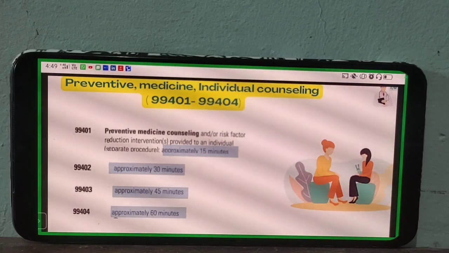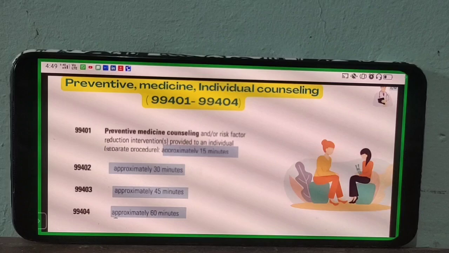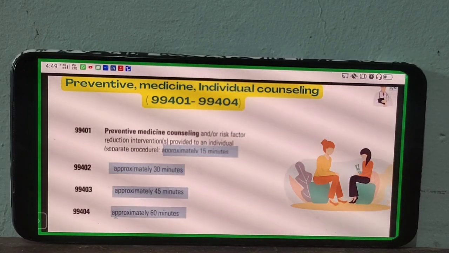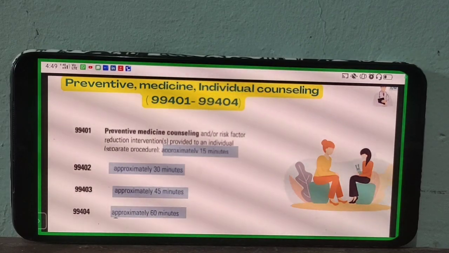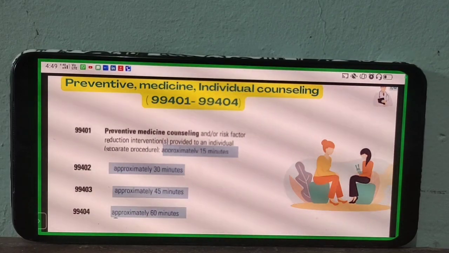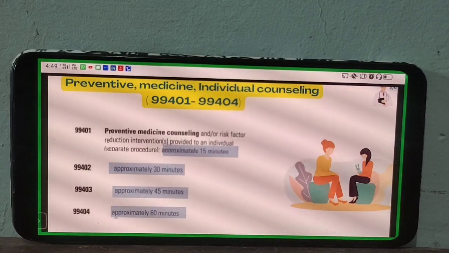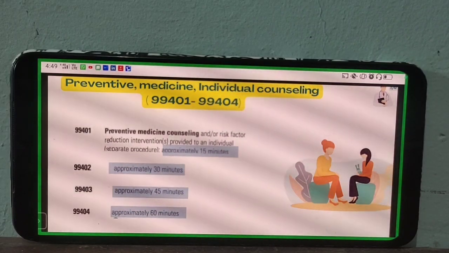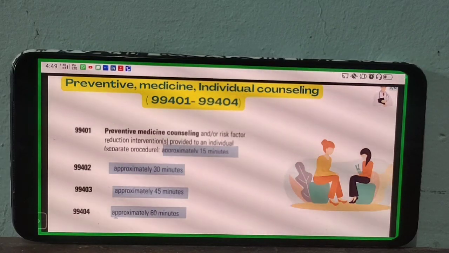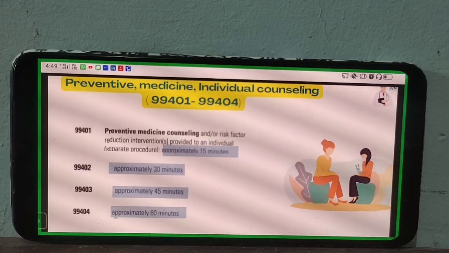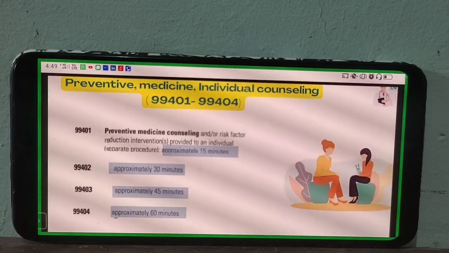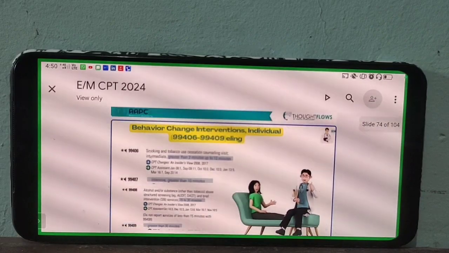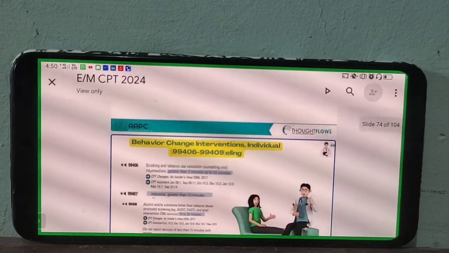So this code section is for individual counseling. Individual means a one-on-one session, where the doctor gives counseling to a single patient at a time. That is individual counseling. Then the following code section is for behavioral change intervention services. For smoking, 1 minute.